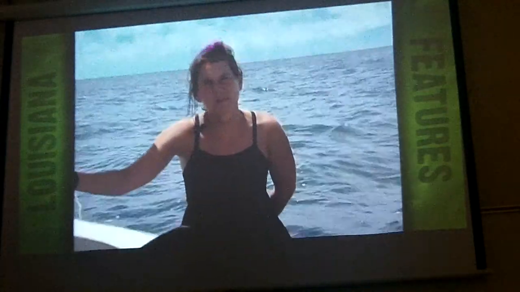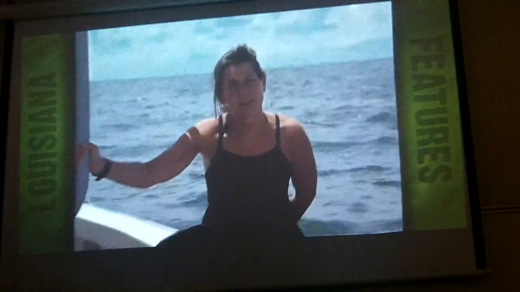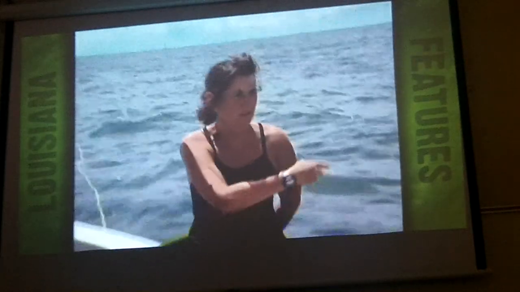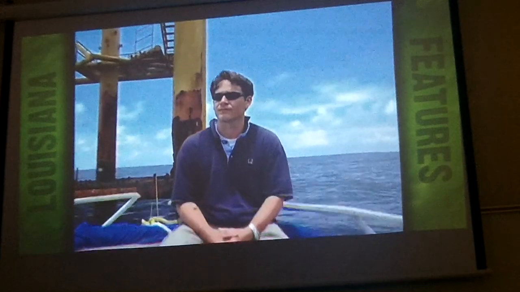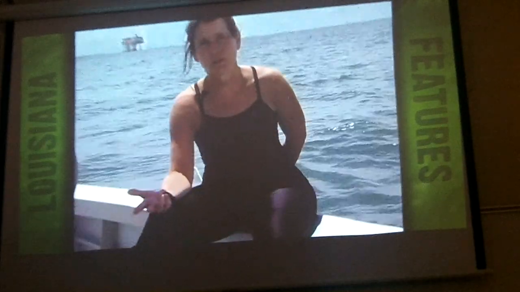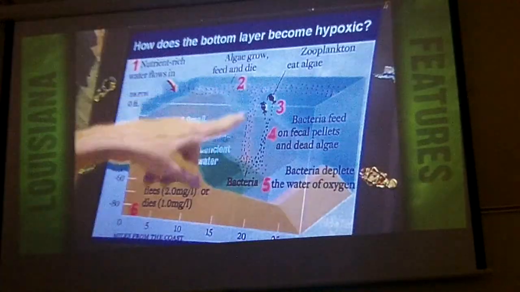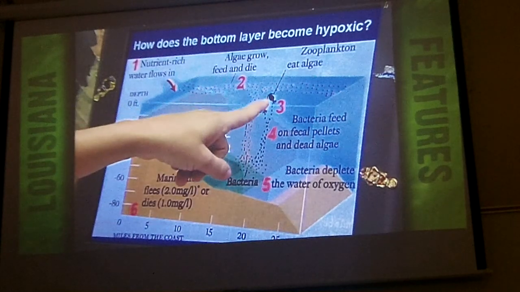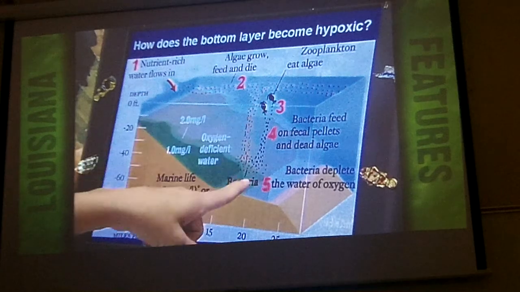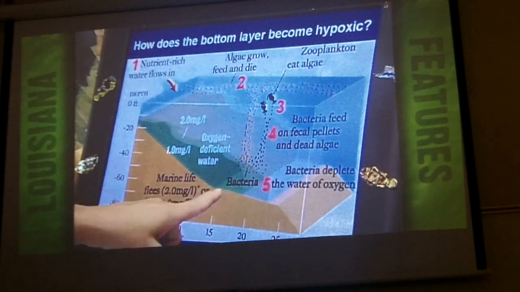The Mississippi delivers nutrients, phosphorus and nitrogen, and they stimulate the growth of the phytoplankton that make the water so green today. And the more nutrients that are delivered, the more the phytoplankton grow. And that decomposing phytoplankton, when it sinks to the bottom, the bacteria that decompose it use up the oxygen, and that leads to the low oxygen on the bottom.